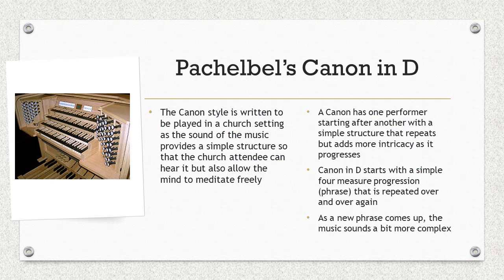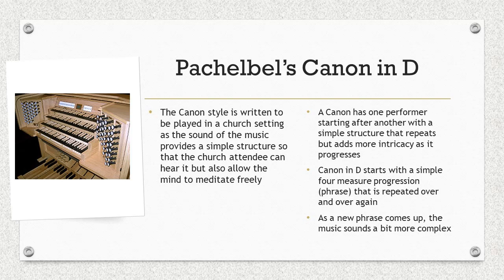What makes a canon a canon? Well, it's a music style that's written to be played in a church setting, and the music is a simple structure. This allows the church attendee to listen to the music, but to also allow their mind to freely meditate as it's being presented. Typically, a canon has one performer starting after another, so they're in succession, and they repeat a simple structure, and then there's more intricacy that's added as this canon progresses.